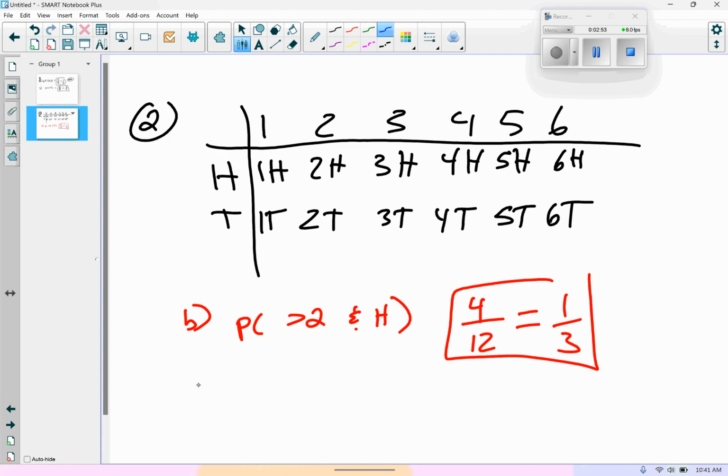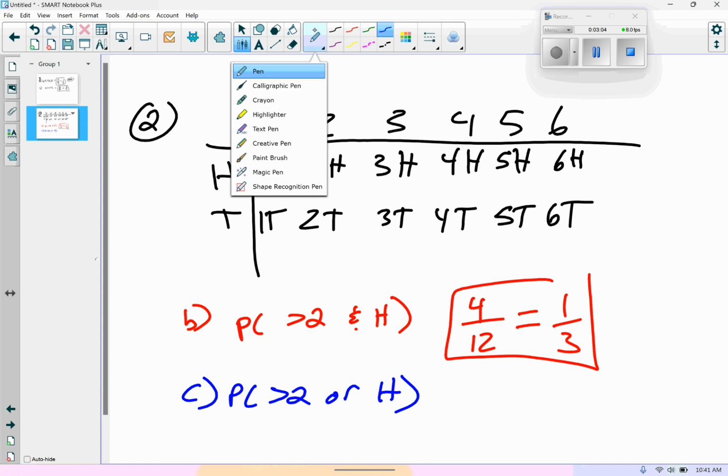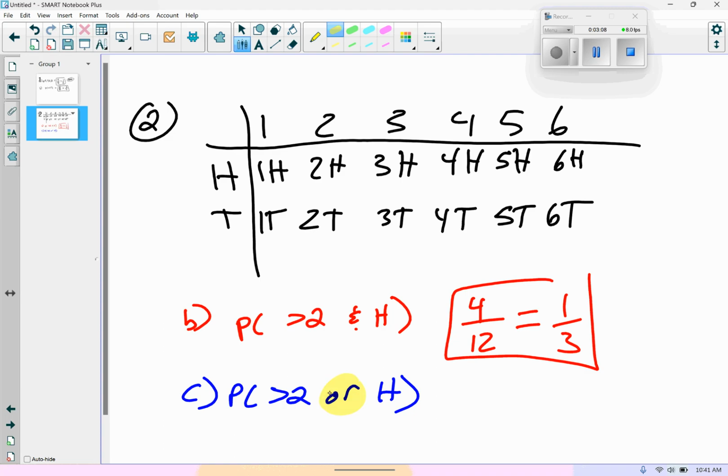And then letter C. What's the probability of rolling greater than a 2 or a heads? All right. This one we have to be careful on. We have the word or in there. Agreed? So, greater than a 2 is all of those. Or a heads. So notice, greater than 2, I have 3H, 3T, 4H, 4T, 5H, 5T, 6H, 6T. And then I also counted these as well because those were also heads. So now I have 10 out of my 12 of my sample, which could be 5 over 6.